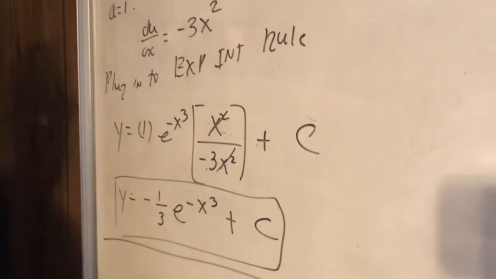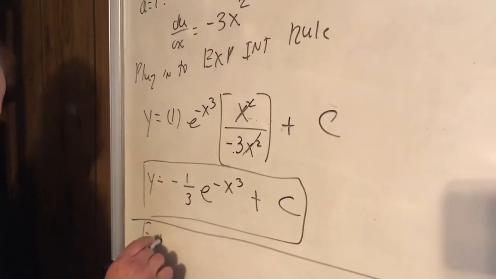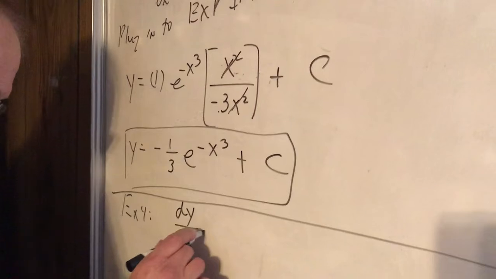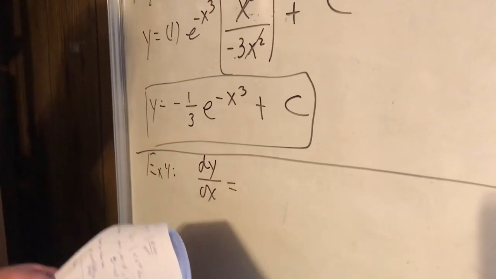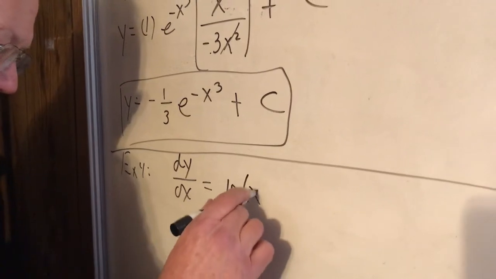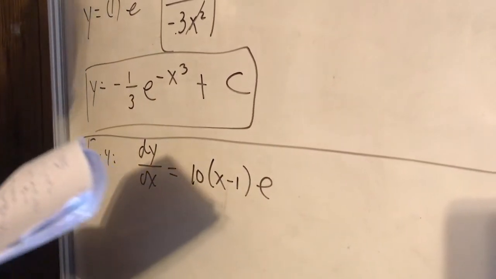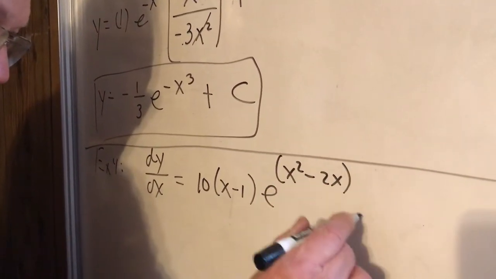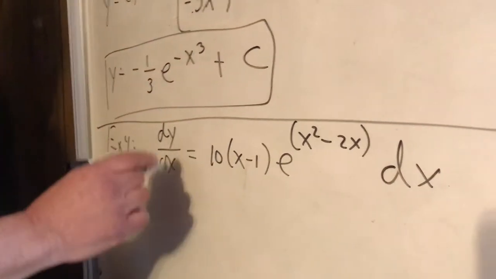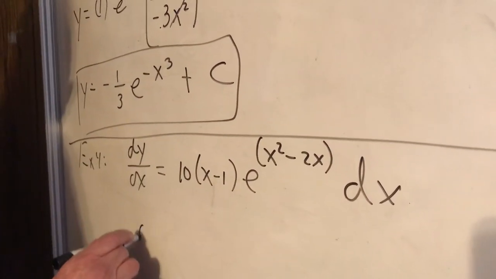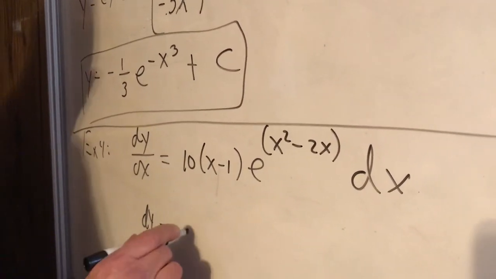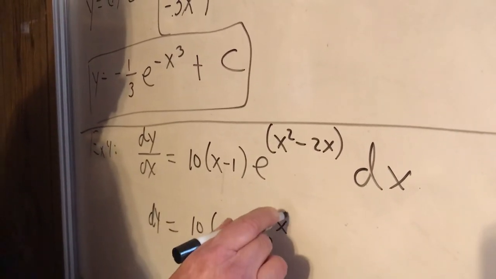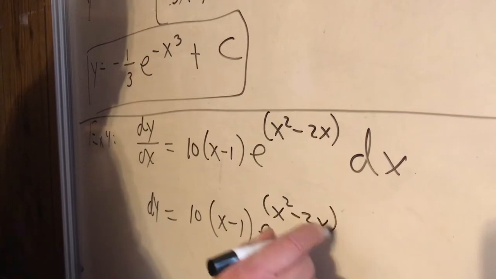And our example would be 4. And I'm going to do, here's what Greg is talking about. I have dy dx equals 10 x minus 1 e to the x squared minus 2x. When I multiply out both sides by dx, I get dy equals 10 x minus 1 e to the x squared minus 2x dx.